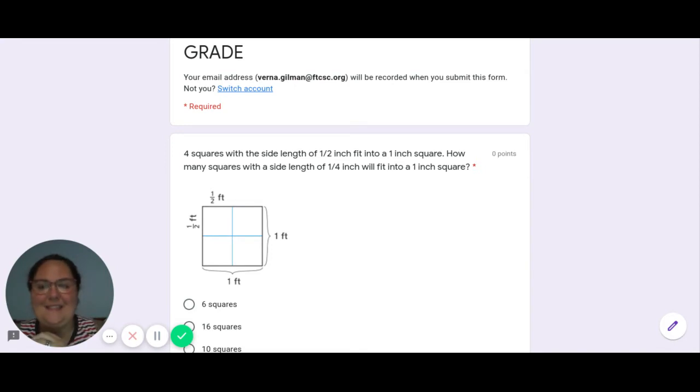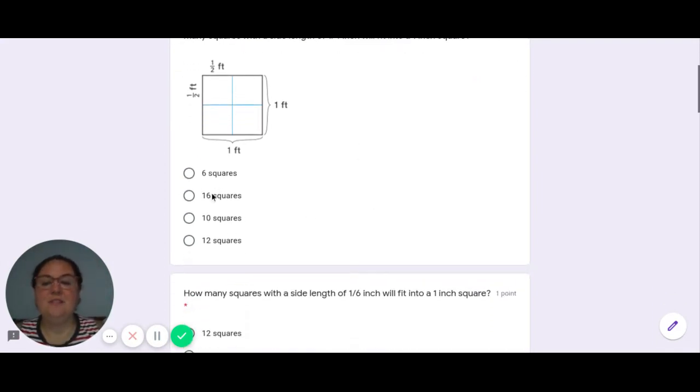But your question says, how many squares with a side length of 1/4 inch will fit into a 1-inch square? So this time I'm dividing into 1/4. Using my sample, you should have done 4 times 4 and your answer should have been 16. Now there was an issue with this question. The answer was not there at first. A student messaged me and let me know that when I was entering it, I hit the wrong button and it wasn't there. For some reason I had typed 12. The answer should have been 16.